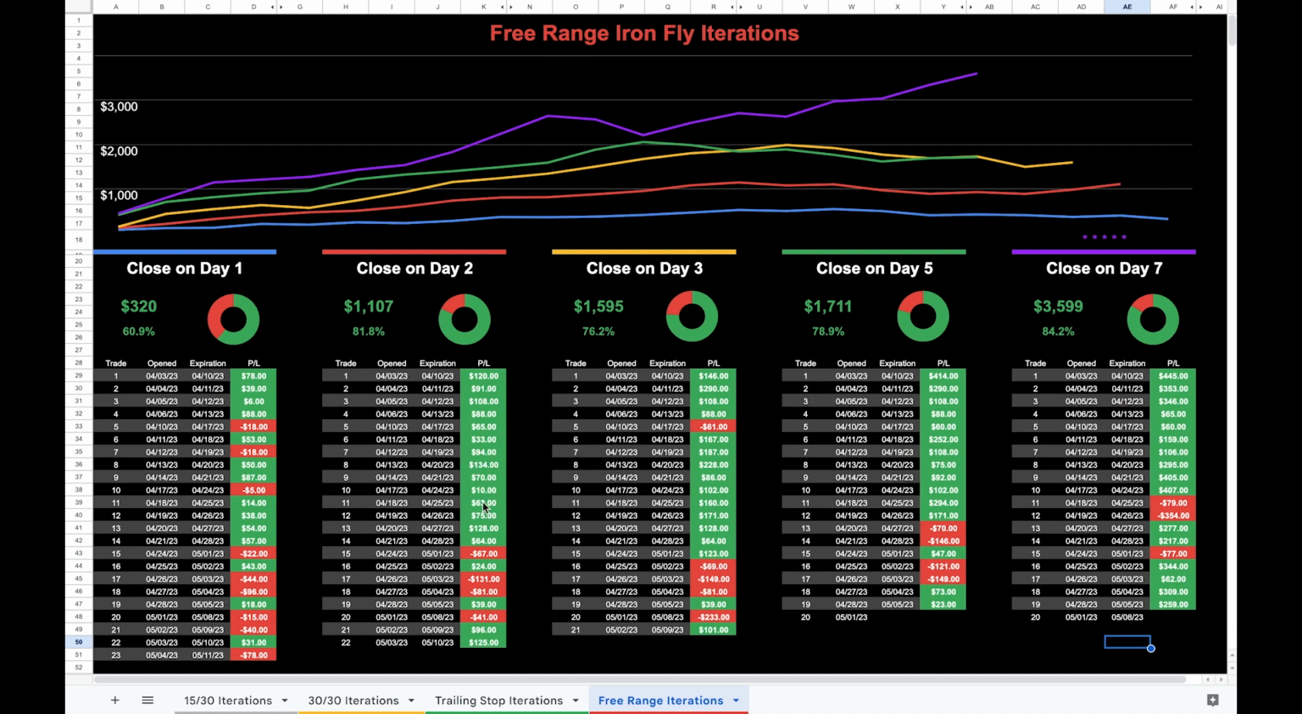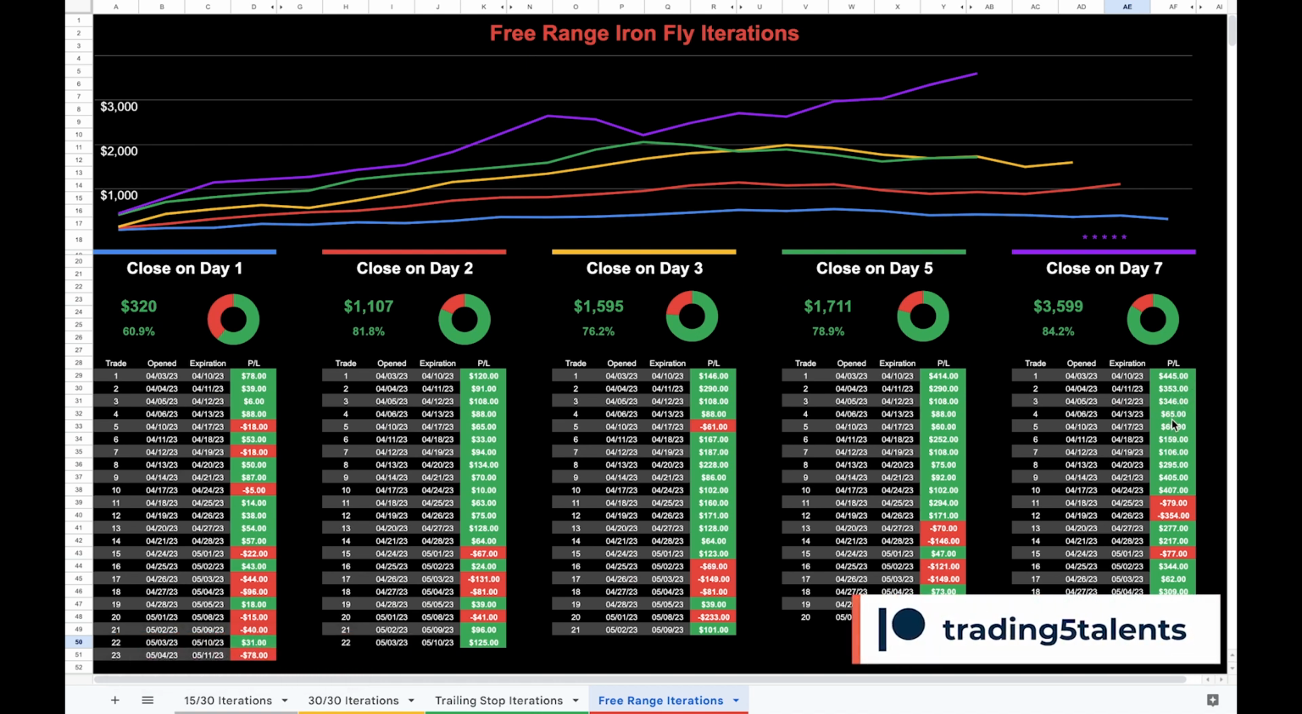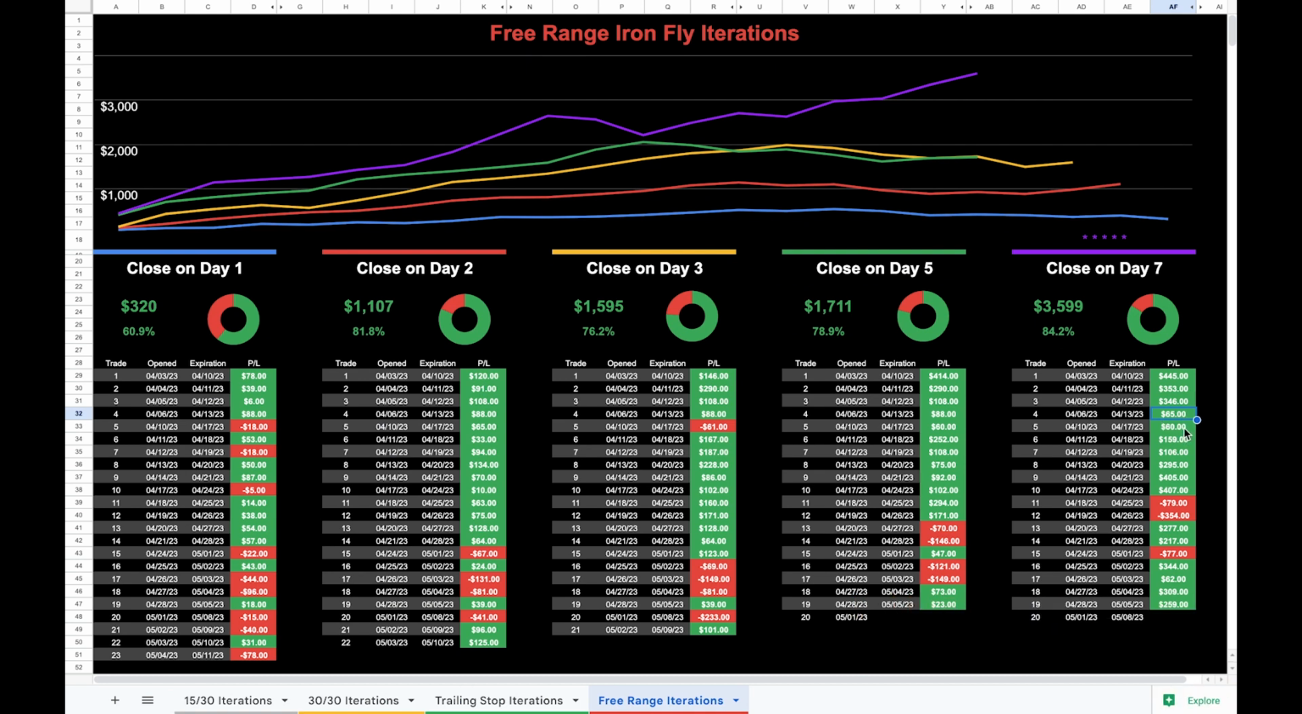Closing on day 2, the profits increase a lot more. Closing on day 3, obviously more. Day 5 and then day 7, they just increase more because theta decay is working in your favor. But with the day 7 close trades, so for example, right here, trade number 4, $65 versus $60. A lot of these trades, and I'll explain this later on in an upcoming video, were really in great profit, but because we let them go until day 7, they just lost a lot of that value because the market shifted.